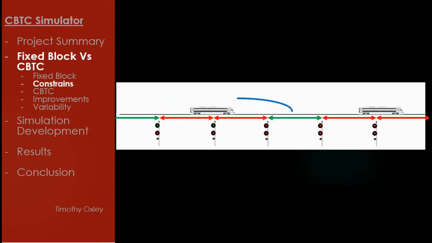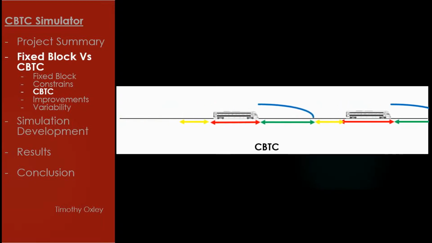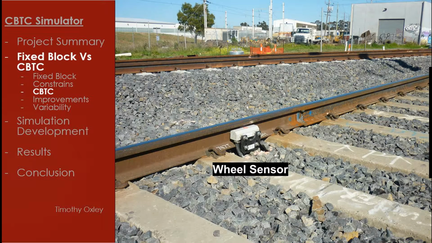A new signalling system called Communications-Based Train Control, otherwise known as CBTC, utilises a principle known as moving block. This replaces fixed track circuits with the continuous absolute knowledge of a train's location. It does this by continuously measuring a train's odometry and communicating it to wayside receivers. Wheel sensors placed at regular intervals also serve as a reference point when a train passes, reducing any errors in measured odometry that may accumulate.